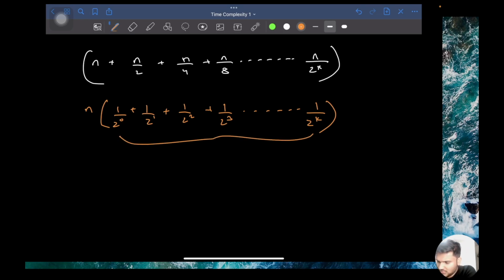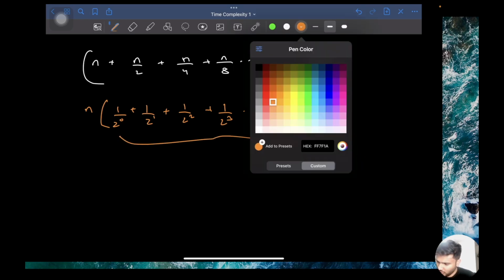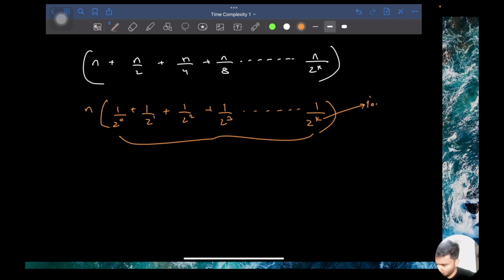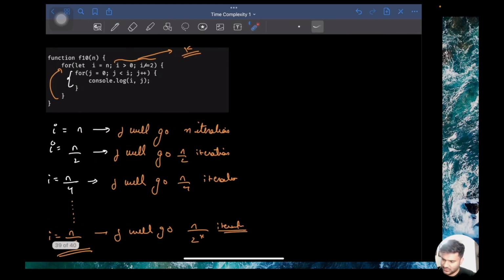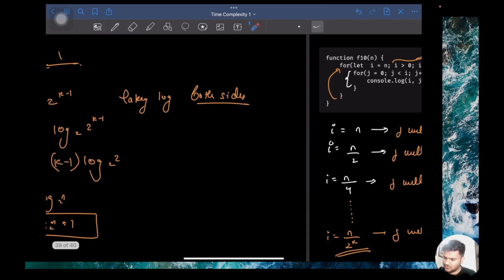And this looks like a GP. And we know that the value of k is going to be log n, because this kind of an outer loop works for log n iterations. We have already seen this in the previous question.